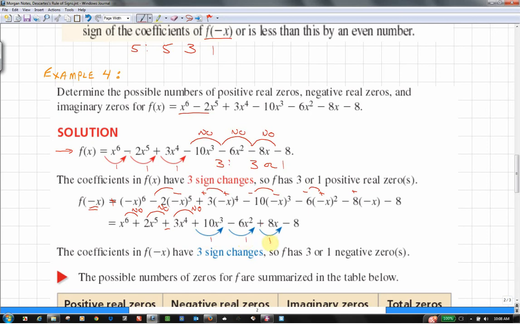So I have 3 sign changes when I put the negative on the x. So what that could mean is I could have 3 negative real zeros, or I could have 1 negative real zero. Okay, so now I figured that out.